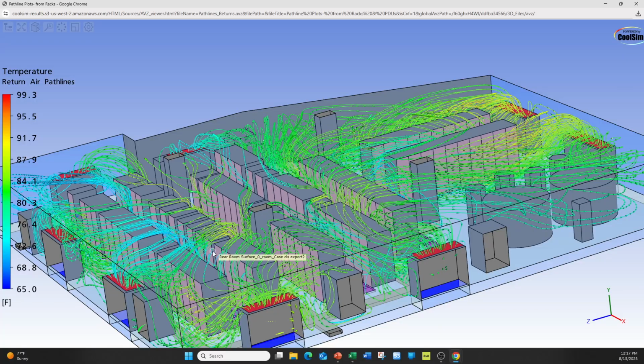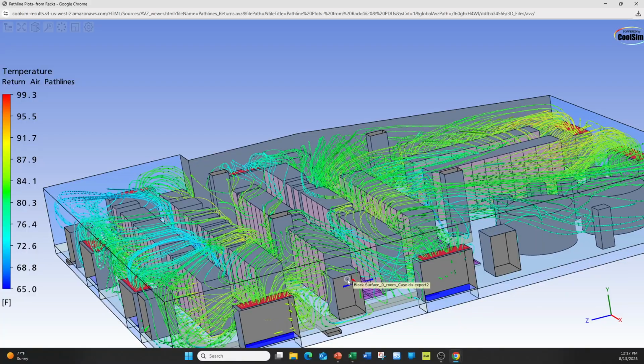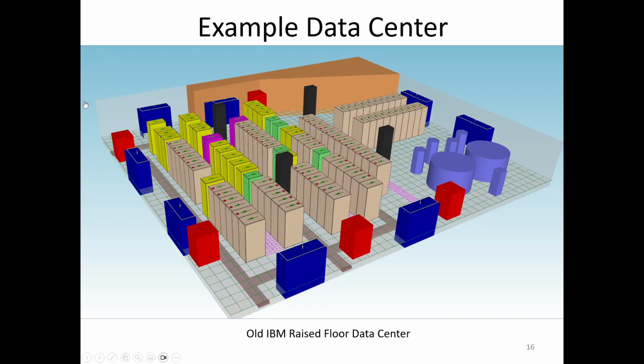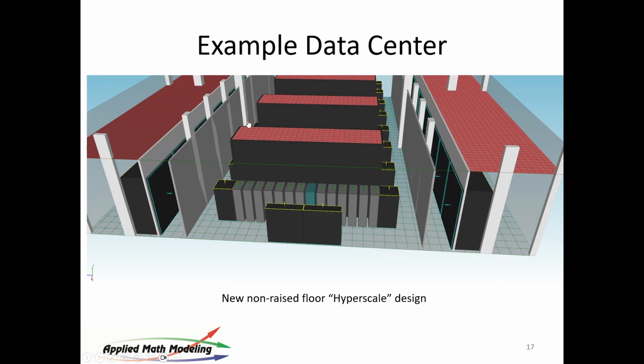There's no hot aisle or cold aisle containment. Containment is a way really to build a box around the hot aisle and force it back to the return units, or to box in the cold aisle so that it doesn't mix with the hot aisle. So that's an example data center.